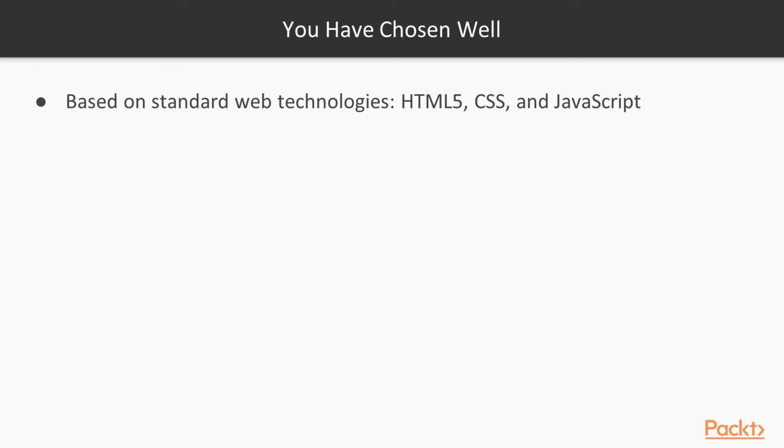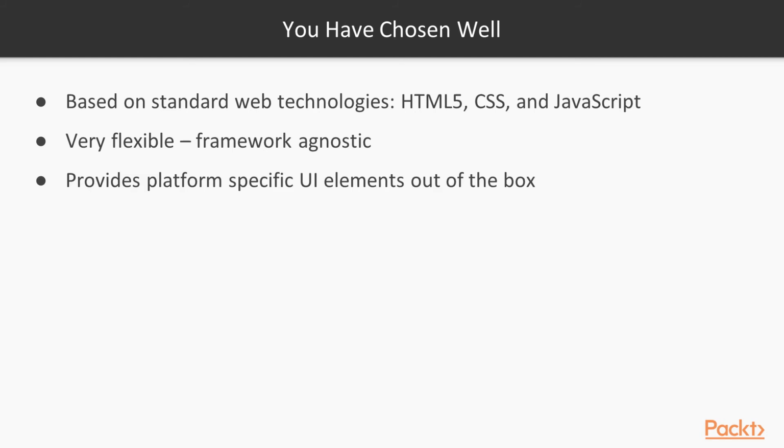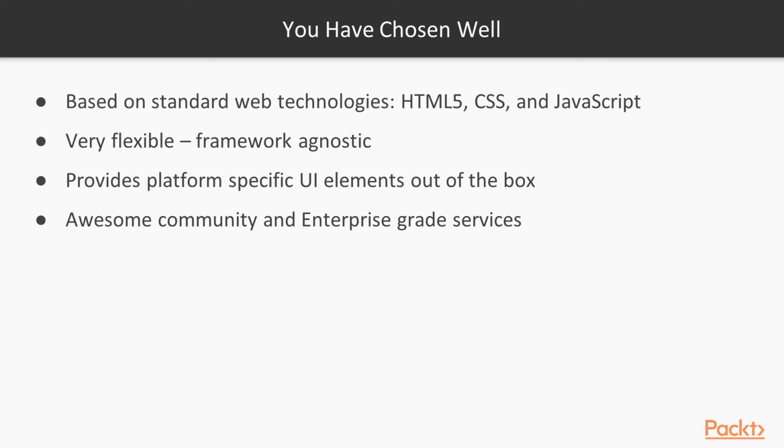You've made a great choice by picking Ionic for creating apps because it's based on standard web technologies, ensuring relevance for a long time to come. It's very flexible due to support for all the major front-end frameworks. It has awesome designs right out of the box. And finally, Ionic boasts a large and vibrant community, as well as an impressive suite of enterprise-grade tools and support.